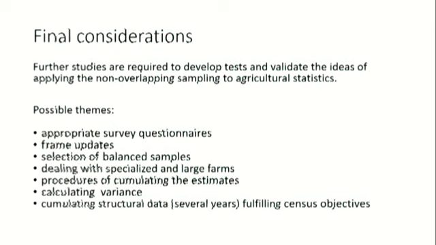Many studies are required to develop the application for agricultural statistics. Some themes could be an appropriate survey questionnaire in this case, because it's possible to combine the questionnaire information for early estimate or previous production in the previous period. The question of frame update: because it's a rolling sampling, we should update over time. The way to produce a balanced sample, and with this a special case of the specialized and large farms.